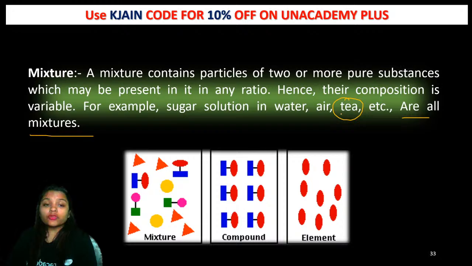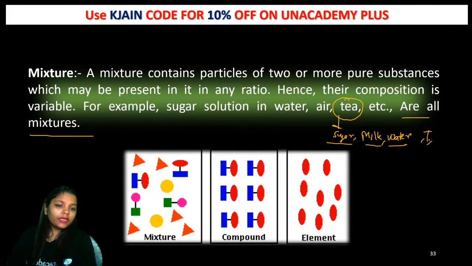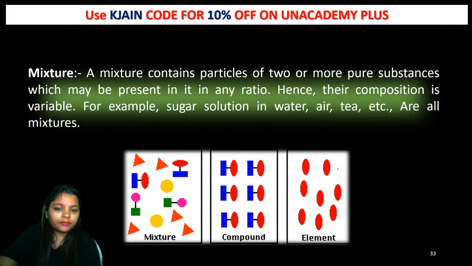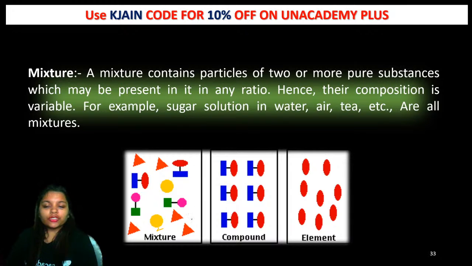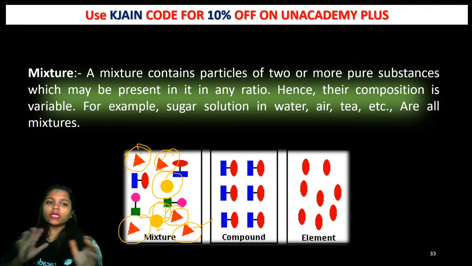For example, tea also has sugar, milk, water, and tea leaves. So tea is a mixture of all these things. So in a mixture you can take anything in any composition. Like here we have taken 5 triangles and 2 yellow circles. So we can take any ratio.